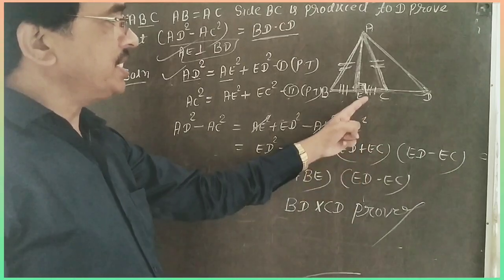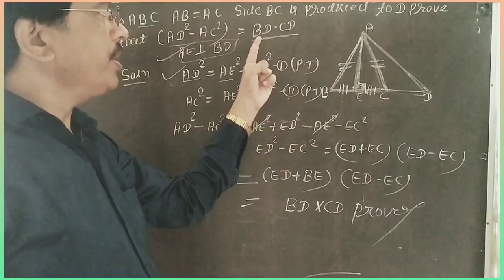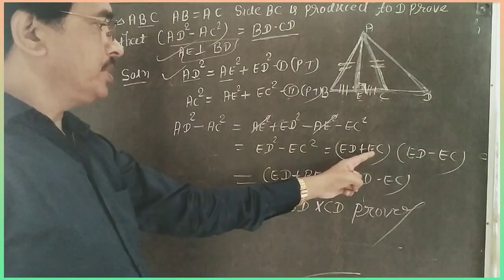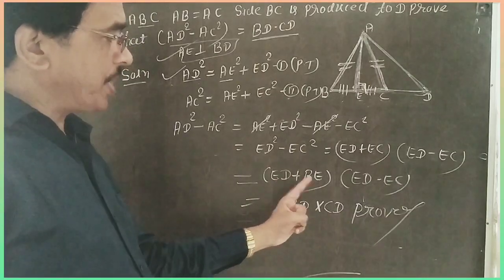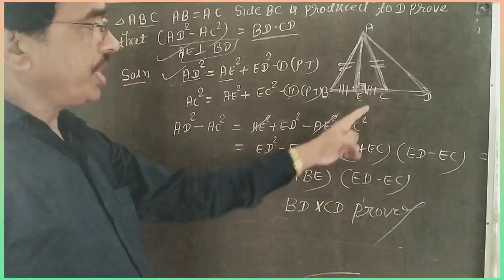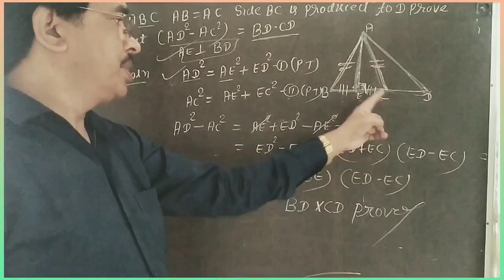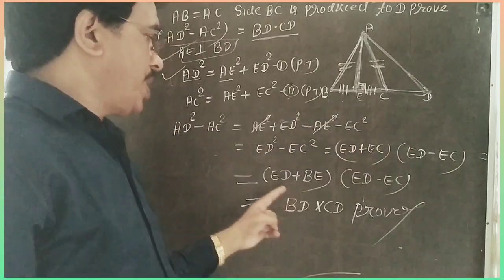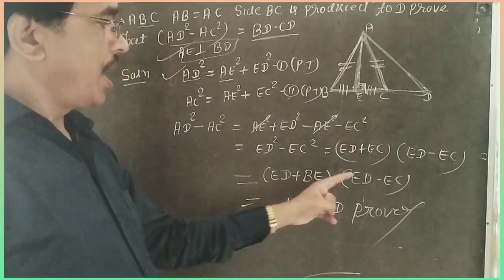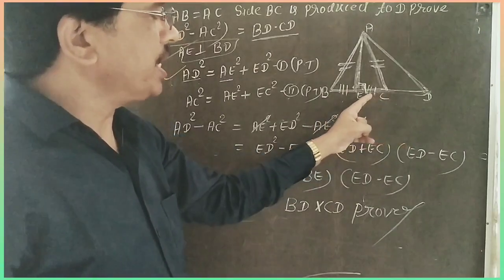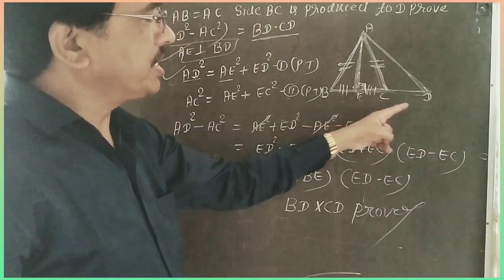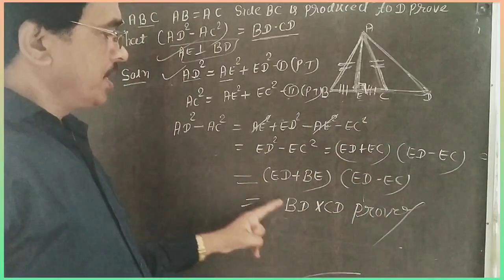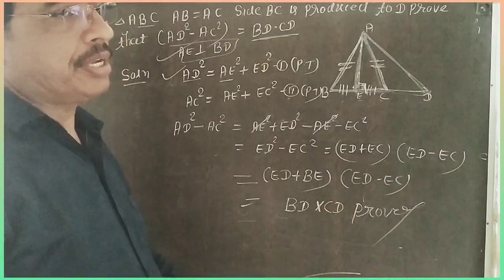But we change this EC in the form of BE, because we require BD. So I change this EC into BE, since EC is equal to BE. So ED plus BE and ED minus EC. From the figure, ED plus BE gives total BD. So ED plus BE is equal to BD. And ED minus EC gives CD. So when you subtract, dear students, you get BD into CD.